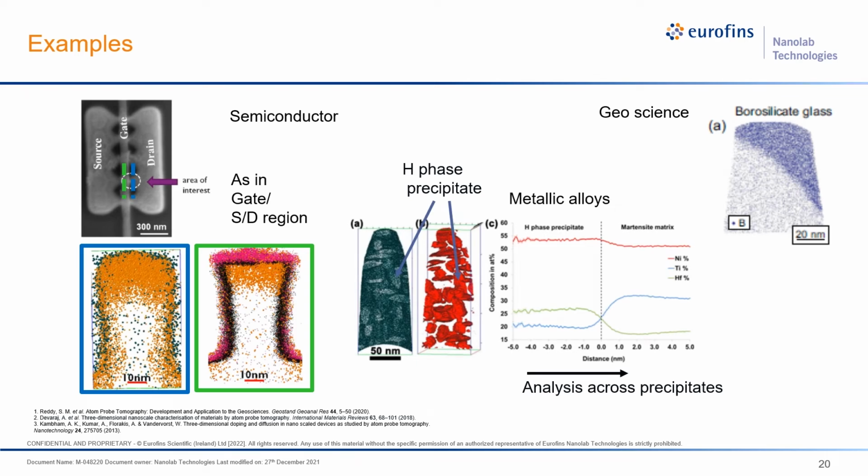On the other end, we can also look at metallic alloys. The example shown here is specifically for a nickel titanium hafnium shape memory alloy. And over here in this alloy, there are these precipitate phases which are formed, specifically an H phase precipitate, where you can clearly see with the composition in that H phase precipitate is there is a lower amount of titanium in that precipitate, which increases in the matrix outside, and the precipitate is actually rich in hafnium. So knowing the composition of this precipitate specifically for alloy materials can help to understand what the strength and the longevity of these materials is.